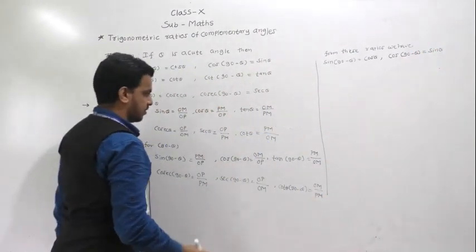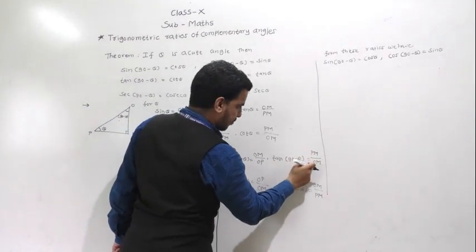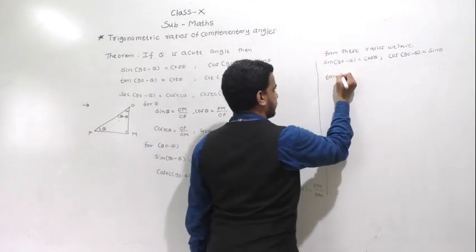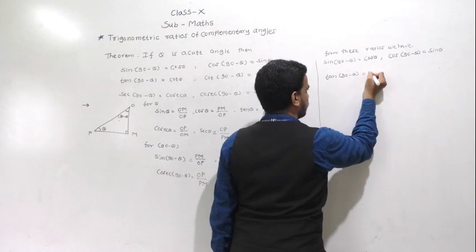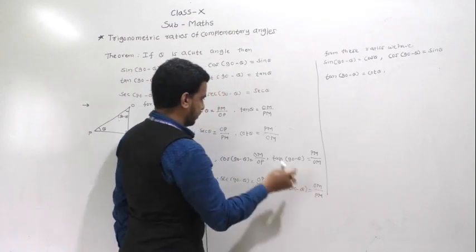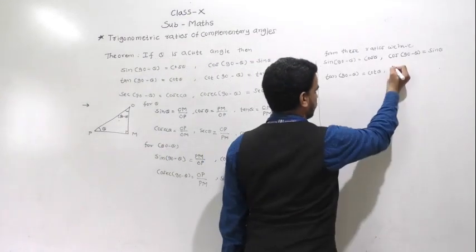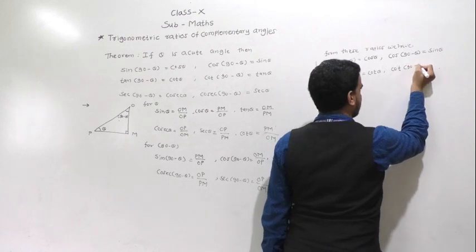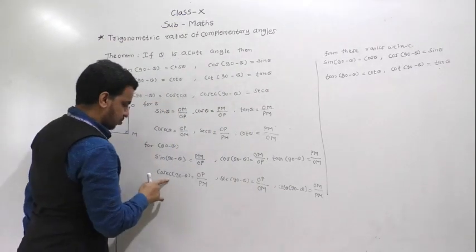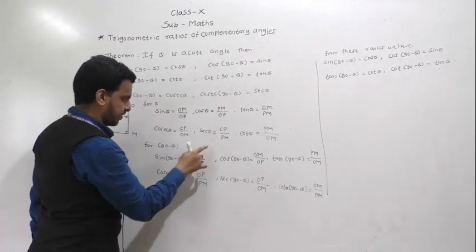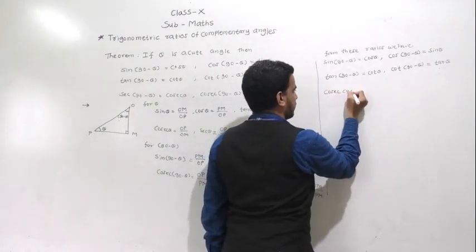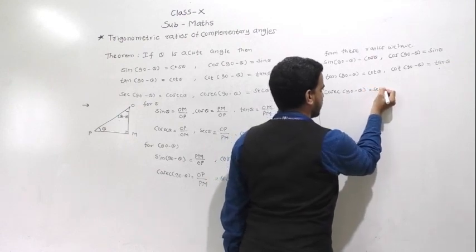Okay, next tan(90 minus theta) is PM by OM and cot theta is PM by OM. So tan(90 minus theta) is equal to cot theta. Again cot(90 minus theta) is OM by PM and tan theta is OM by PM. So cot(90 minus theta) is equal to tan theta. And the last one, cosec(90 minus theta) is OP by PM and sec theta is OP by PM. So cosec(90 minus theta) is equal to sec theta.